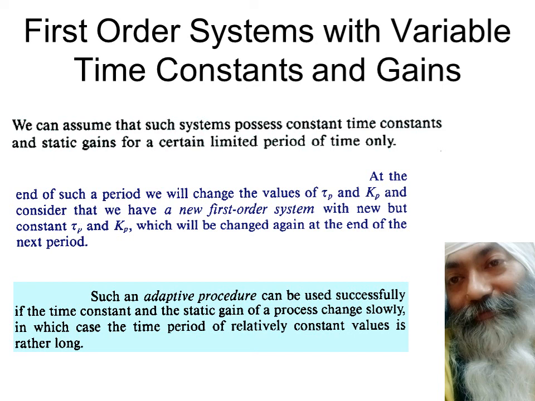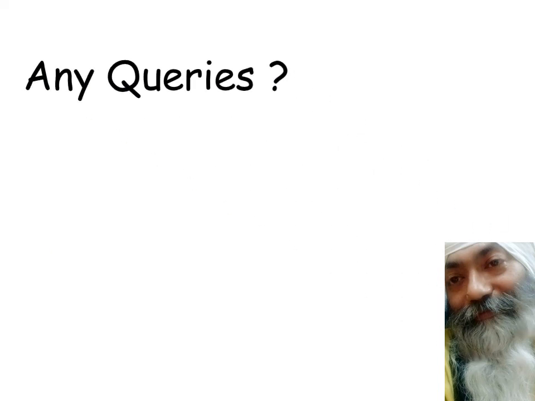So this was just to give you a kind of background for why we go in for adaptive procedures. This is one reason we go in for adaptive procedures, where the time constants and the gains are not constant. Friends, this was the last session about first order systems and their modeling, in the sense that we go in for the adaptive procedures.